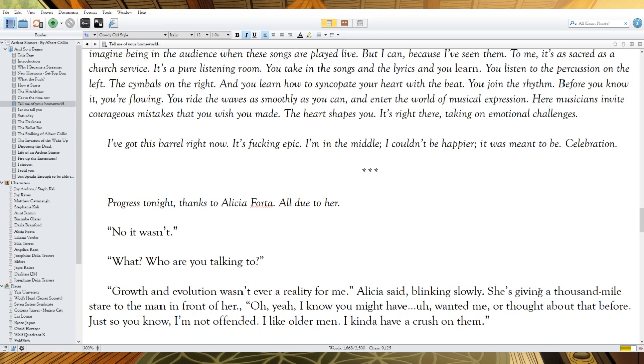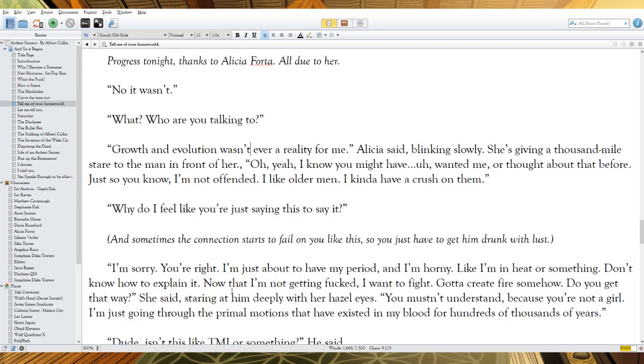Okay, growth and evolution wasn't ever a reality. I don't like how this sounds. Growth and evolution wasn't. First of all, we have this negative, and I don't want it here. It needs to be better. So let's see how we can fix this up. What? Who are you talking to? And we have this happening. Man, we might have to cut more.